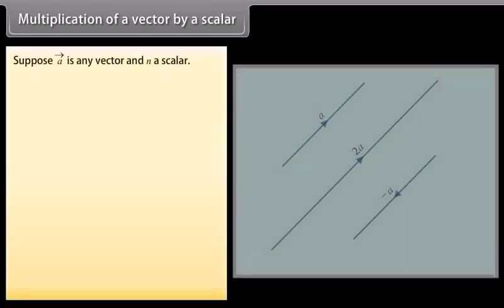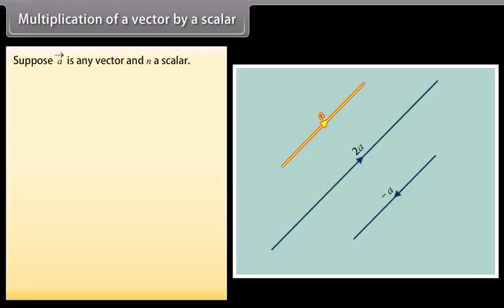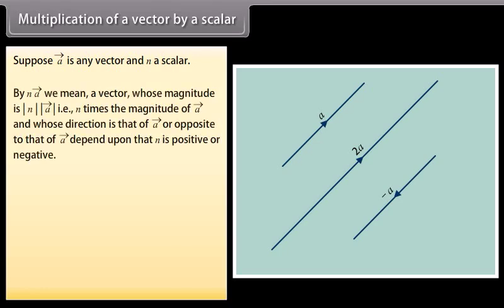Multiplication of a vector by a scalar. Suppose vector A is any vector and n a scalar. By vector nA we mean a vector whose magnitude is mod n times mod of vector A, that is, |n| times the magnitude of vector A, and whose direction is that of vector A or opposite to that of vector A, depending upon whether n is positive or negative. If n is equal to 0, then 0 times vector A is equal to 0.